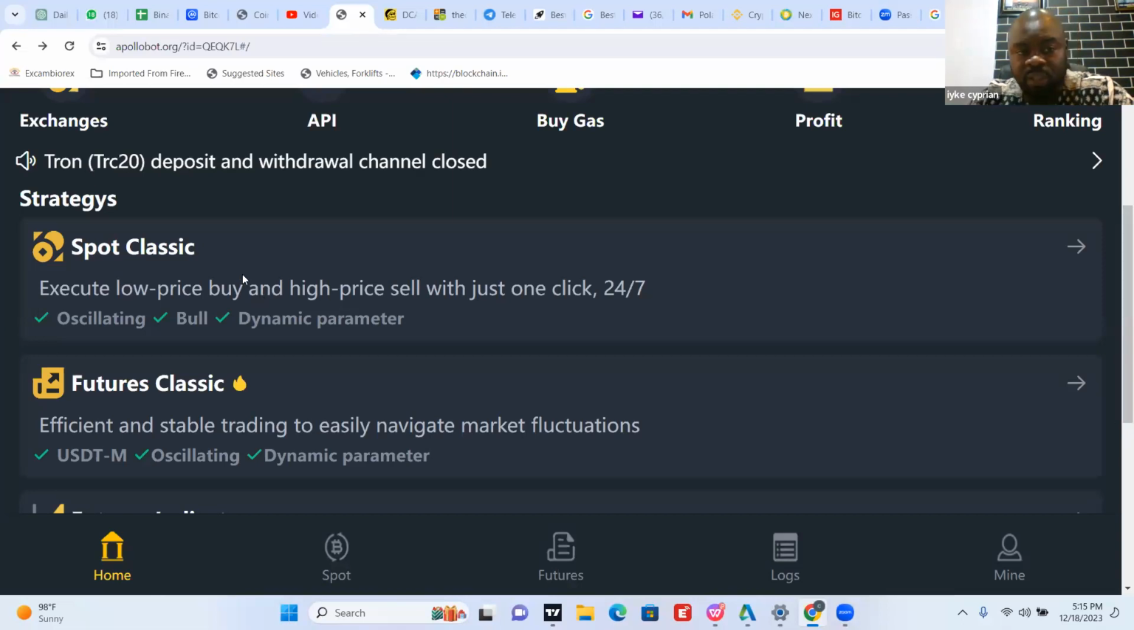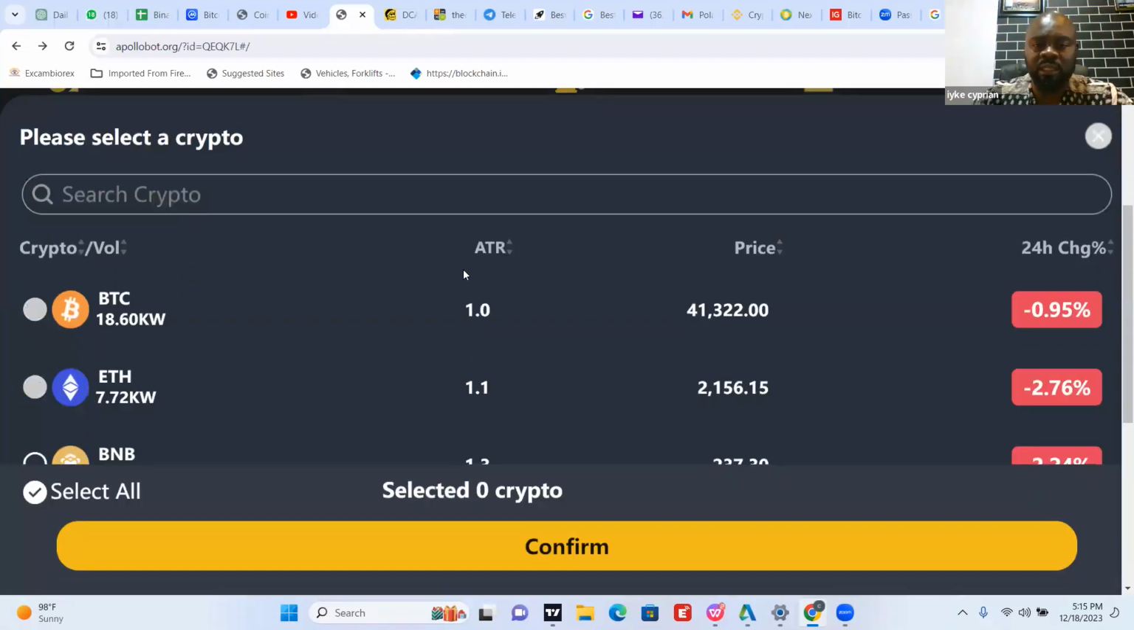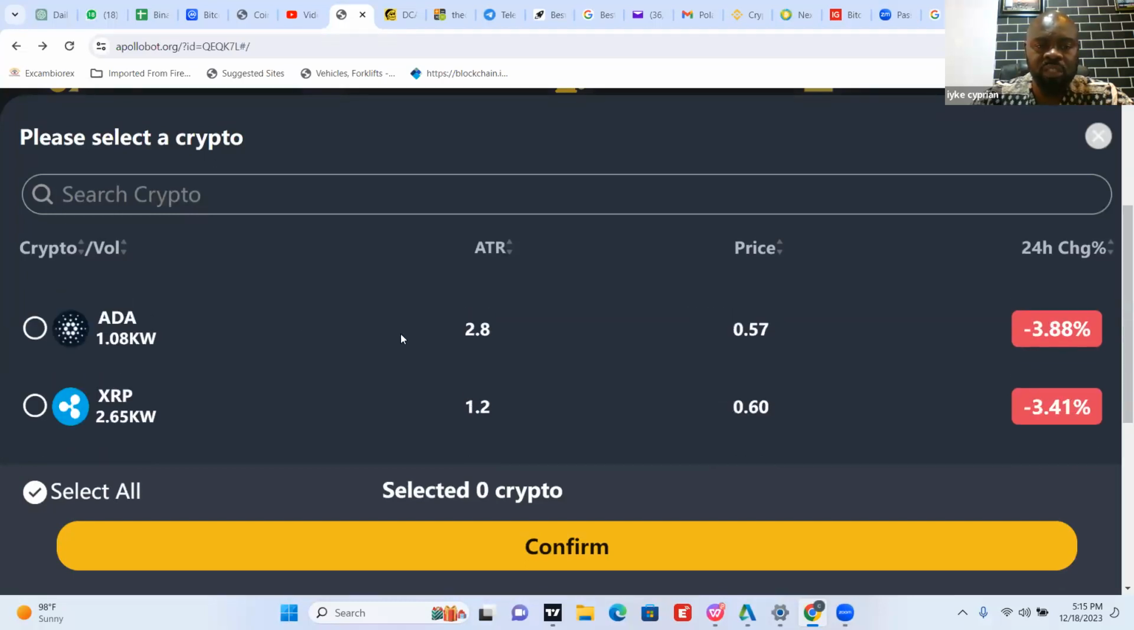But the spot trade comes with no risk at all. The spot trade is we buy low and sell high. I'll come back to that question in my chat where someone was asking how you do the buy low and sell high using the robots. Now if you're trading spot, all you need to do on this robot is tap on Spot Classic. You tap on Spot Classic and you will see the selected coin. So you could select your coins.